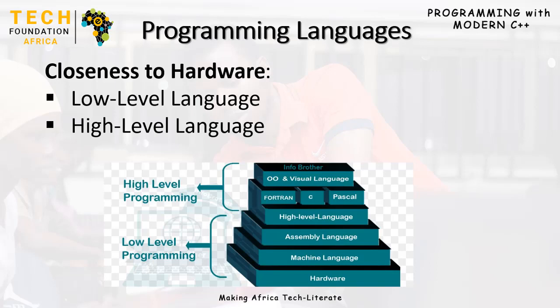So, when we say a programming language is low-level, it means that it is closer to the hardware, which is the computer's processor. Talk about machine language, talk about assembly language, these are very close. In fact, assembly language is just a step away from the hardware.